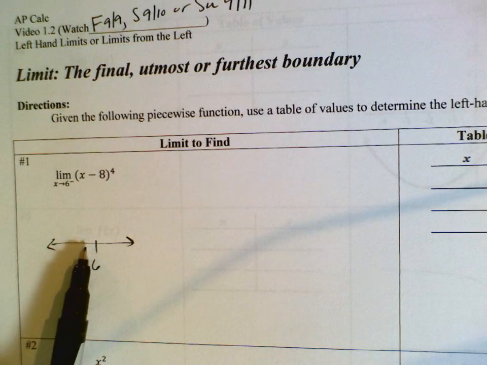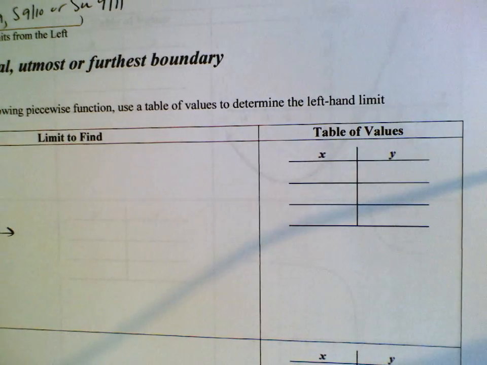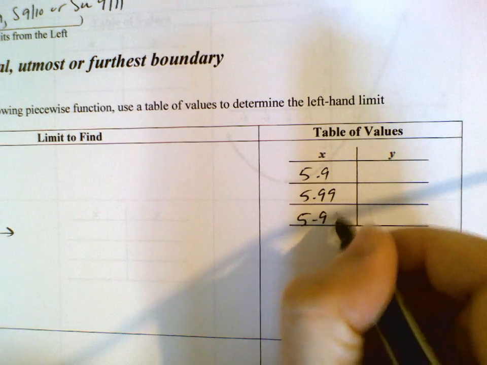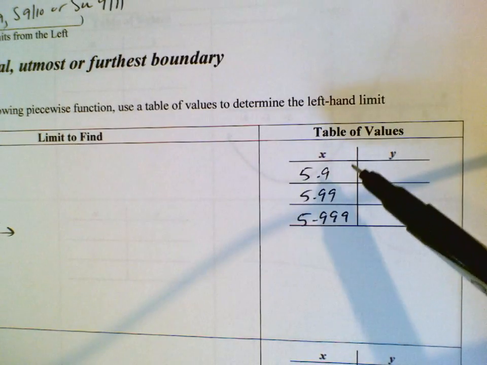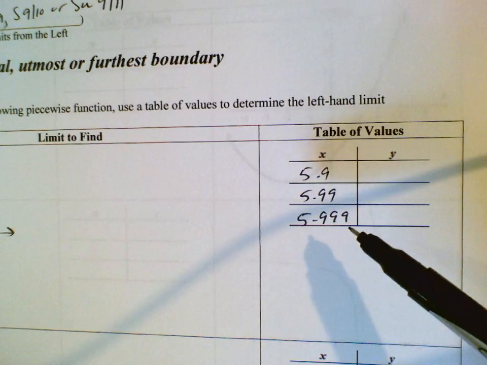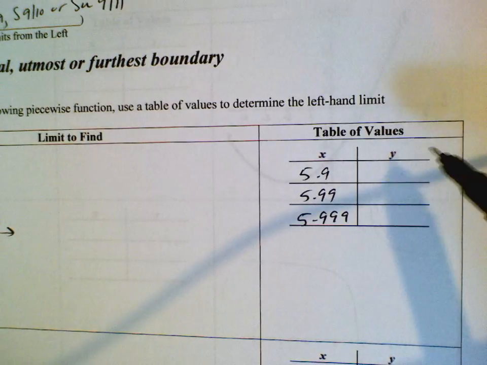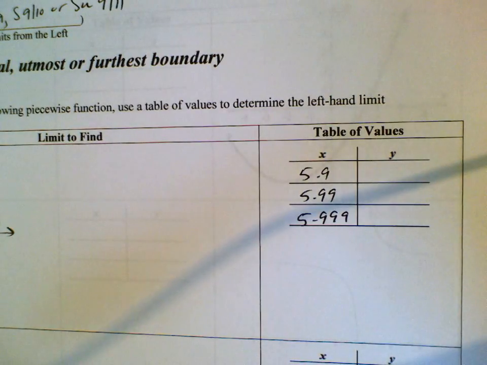For example, 5.9. Now think of a number even closer, 5.99. A number even closer, 5.999. So if you keep adding nines, you get closer to 6. Those are the three values I'm going to use in my table: 5.9, 5.99, 5.999. These inputs are getting closer to 6 but are to the left of 6, and they correspond with a set of outputs. I'll be looking for a pattern for this set of outputs, and if I can find a pattern, that will be the limit.